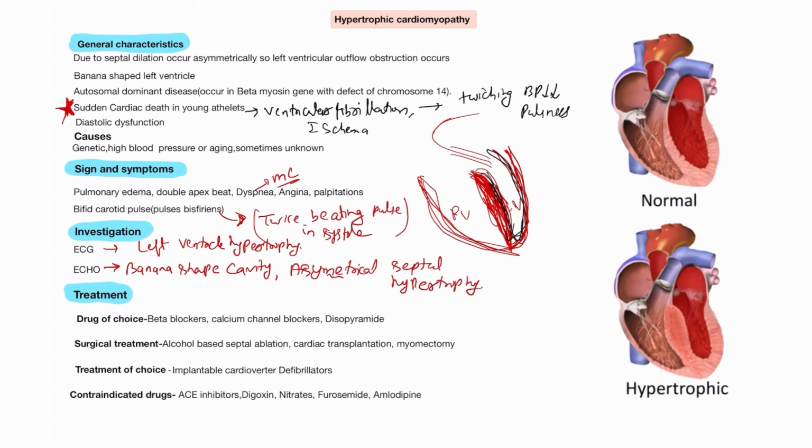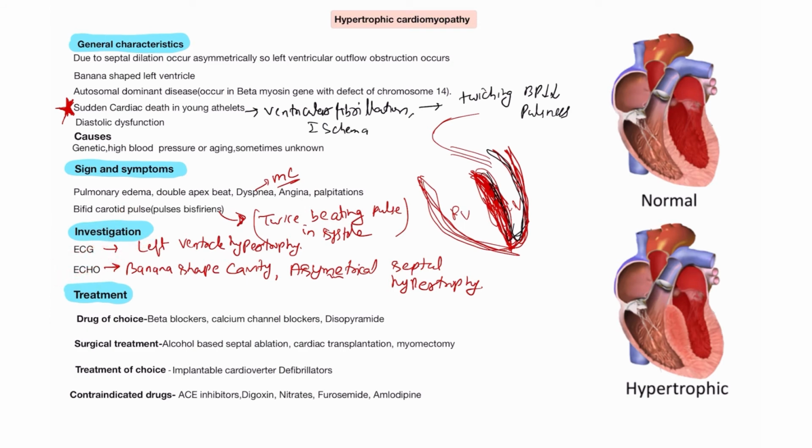So if you see the banana-like cavity or asymmetrical septal hypertrophy, then you will definitely say that the patient is suffering from hypertrophic cardiomyopathy. So this is the investigation to determine which type of cardiomyopathy the patient has.